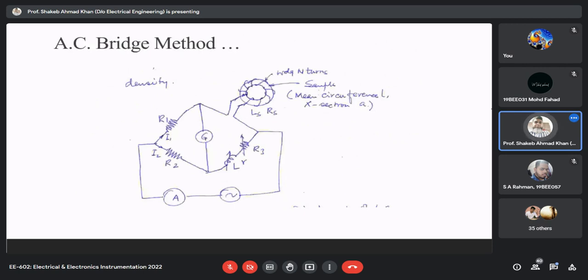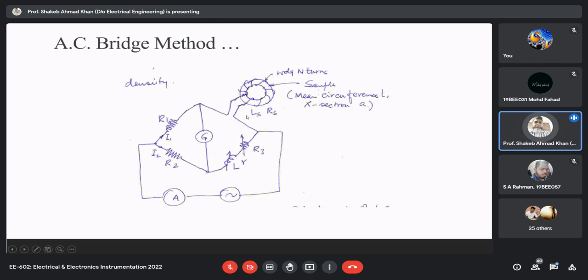If you look at the bridge, it is like a Maxwell's inductance bridge, an inductance comparison bridge. Here, this is your sample, and this is your core, whose loss we are interested in finding out, iron loss or core loss. Whatever frequency you want, that frequency supply will be used here. And this is your bridge. This is your variable arm.